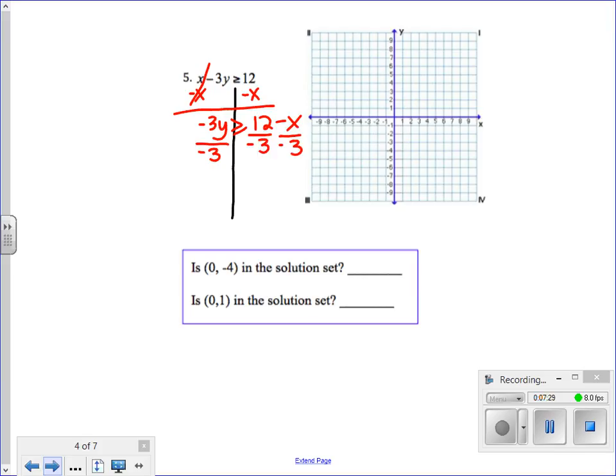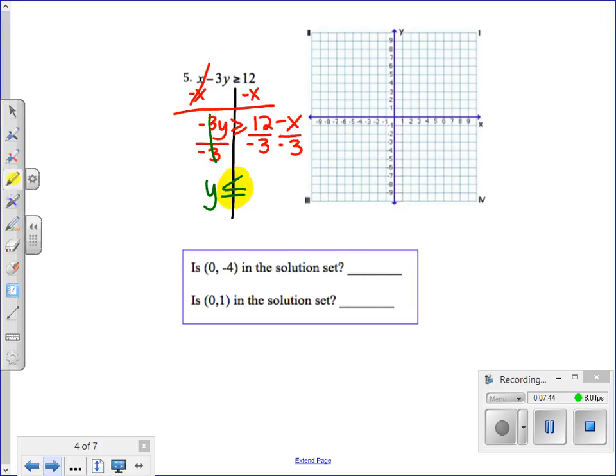But here's the thing. You have to remember back to Unit 1. When I'm solving an inequality and I divide by a negative, I need to flip the sign. That's really important. My sign is now flipped around, and I have y is less than or equal to negative 4. Now here again, negative divided by negative is a plus x over 3. Lots of things to remember there. Negative divided by negative is positive. I have to flip the sign.